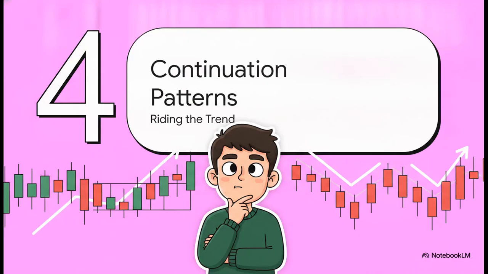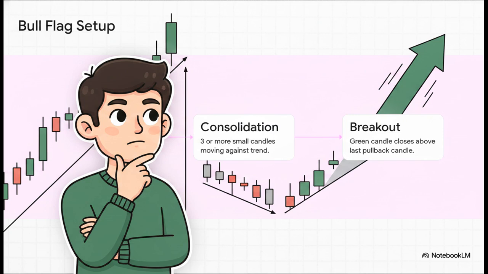All right, let's shift gears to part 4, reliable continuation patterns. Reversals are definitely flashy, but continuation patterns are basically brief trend pauses before the market resumes its original direction. Let's look at a highly reliable structure known as the bull flag.